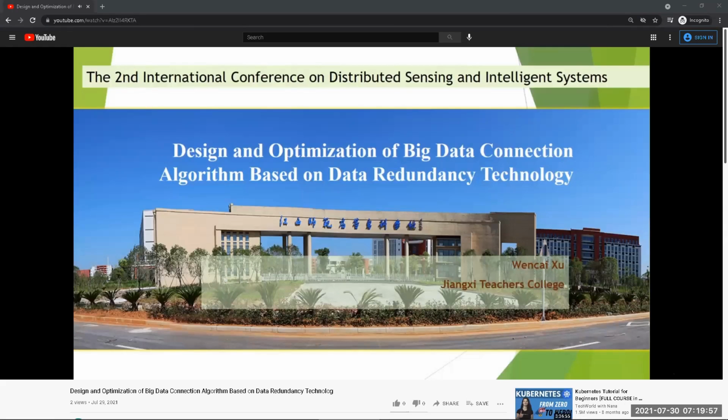Hello everyone. The title of my thesis is Design and Optimization of Big Data Connection Algorithm.